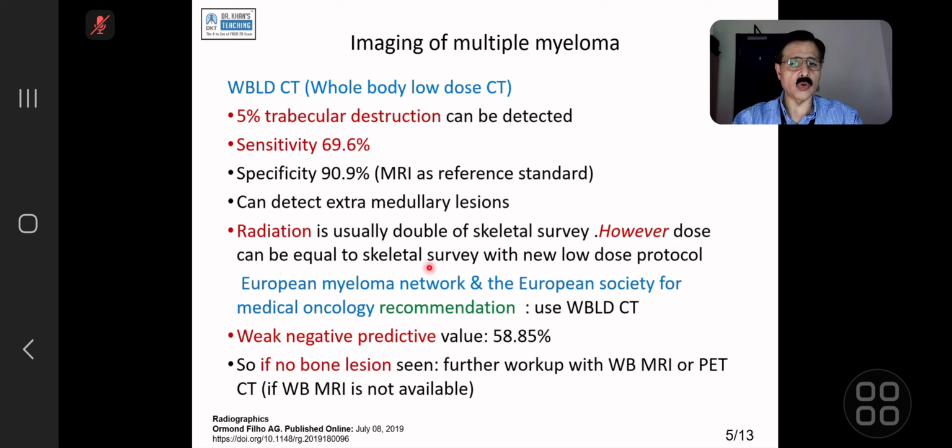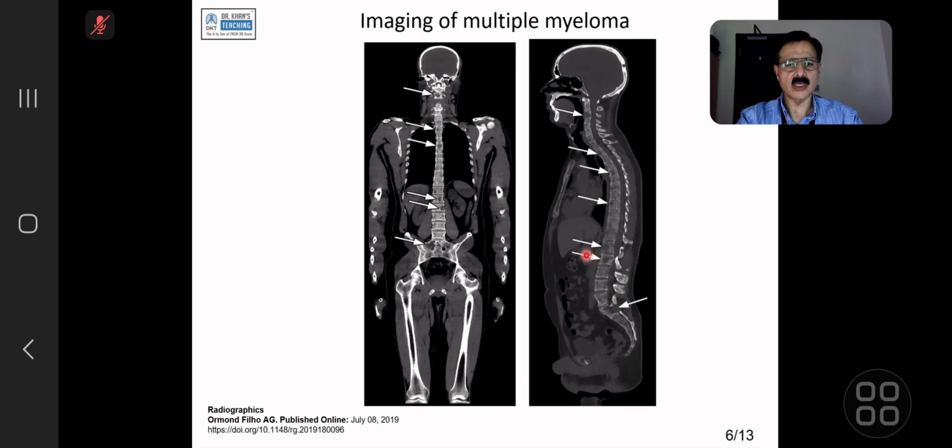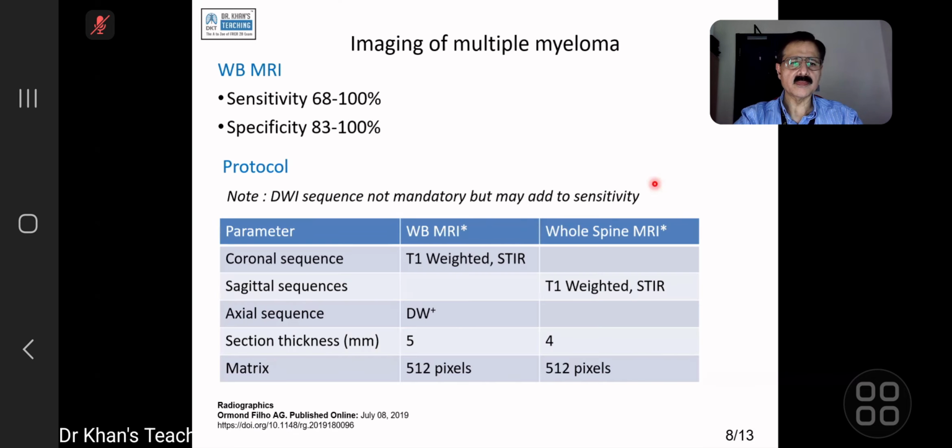But if you use low dose protocols, then it will be less. European Myeloma Network and European Society recommendation is whole body CT. This is their recommendation because CT is available everywhere. Whole body MR is not, and you can see these lytic lesions in a CT.